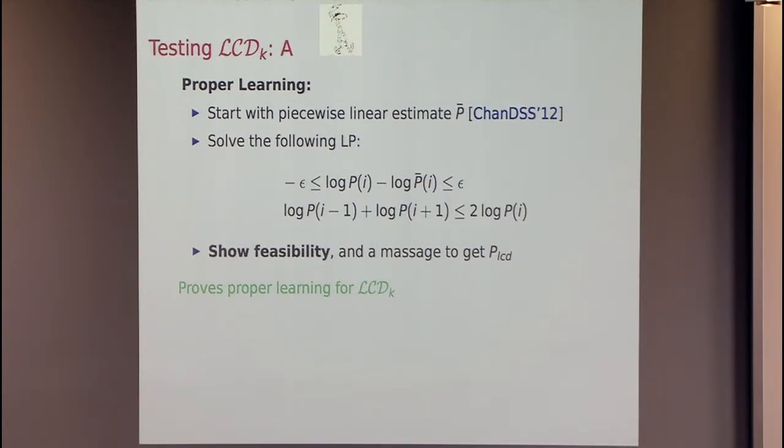So what's the objective function in the LP? There is no objective. It's just for feasibility. So if this is satisfied, then you are close in multiplicative terms to whatever you have estimated, and therefore you are at most epsilon far from the underlying distribution. Yes.